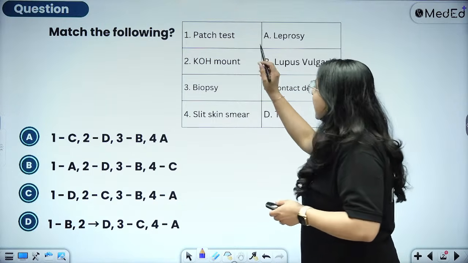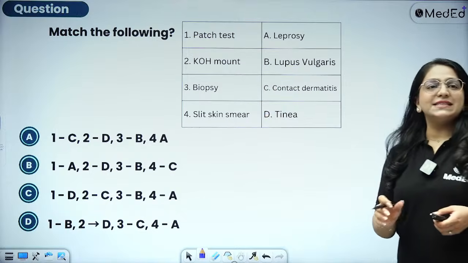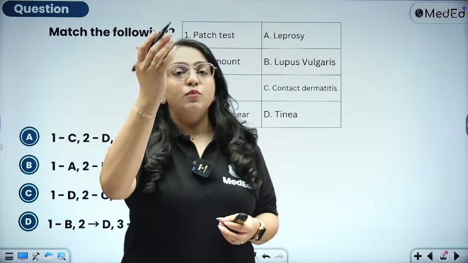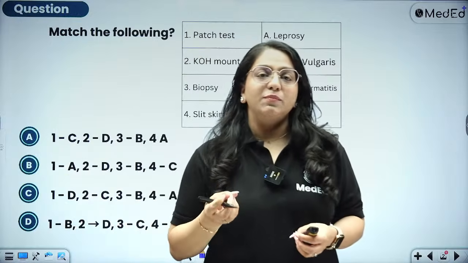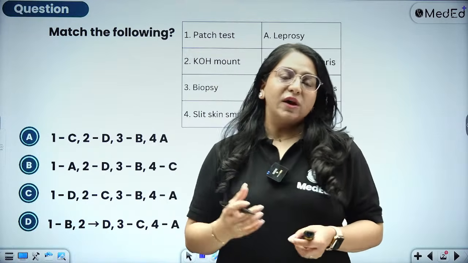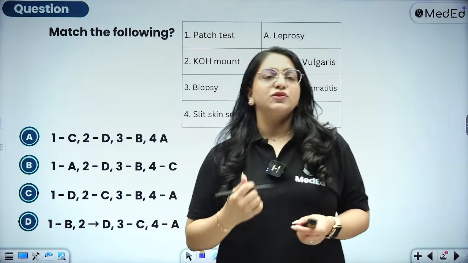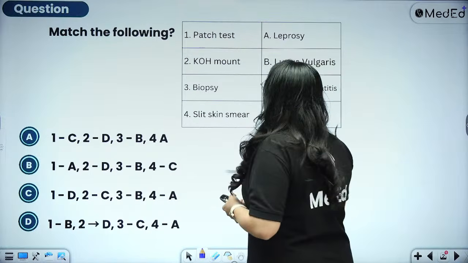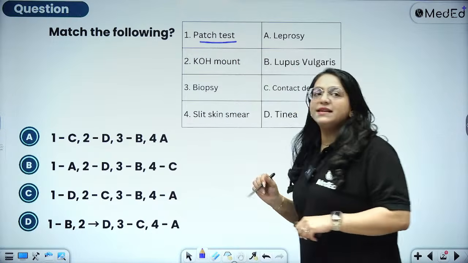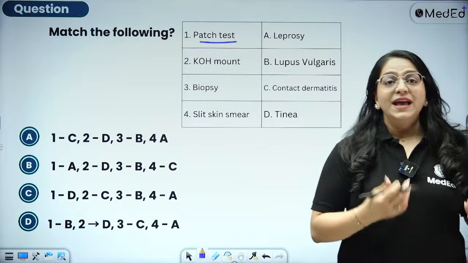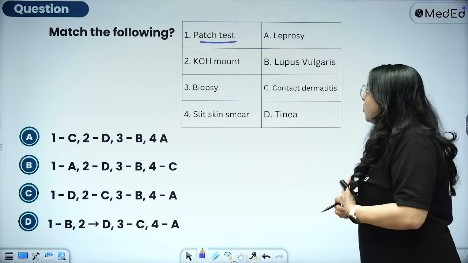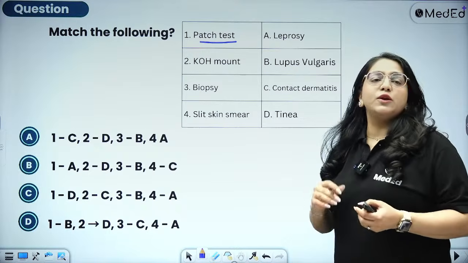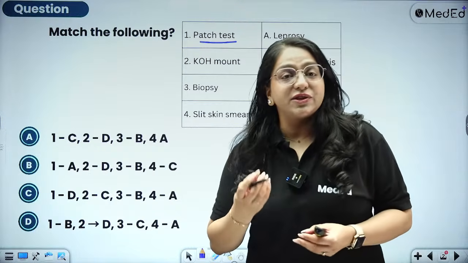So it is patch test, KOH mount, biopsy and slit skin smear. You're most welcome to write your answers in the chat box as and when we go, and if you have any doubts you may write in the chat box. So as and when we go, I'm going to take up those questions, right? So patch test, I understand that it is a test we do on the skin for any kind of allergic reaction. So it looks to me like it should be contact dermatitis, but then lupus and leprosy are also skin conditions they're talking about.